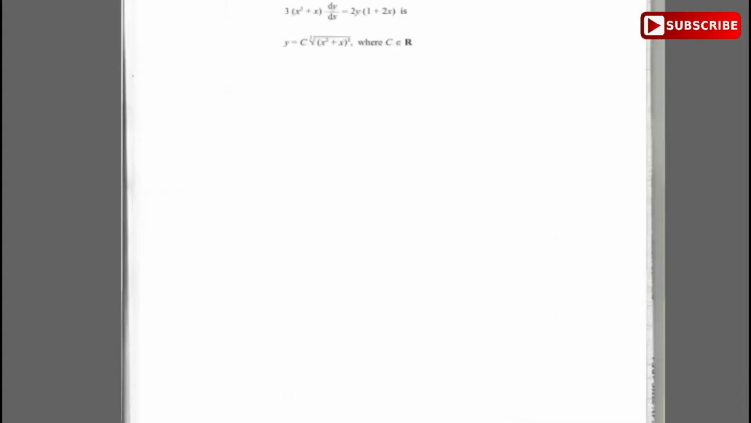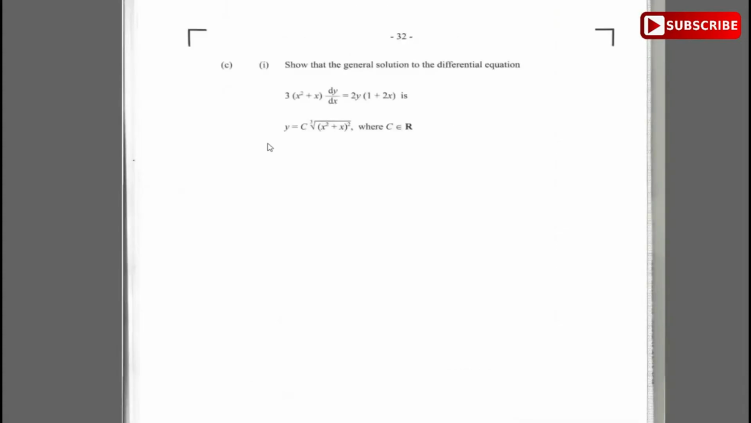Next part of the question, it says, show that the general solution to the differential equation is given by y, which is c times the cube root of x squared plus x all square rooted. Show that this is a solution to this differential equation. So, all right, now let me see.